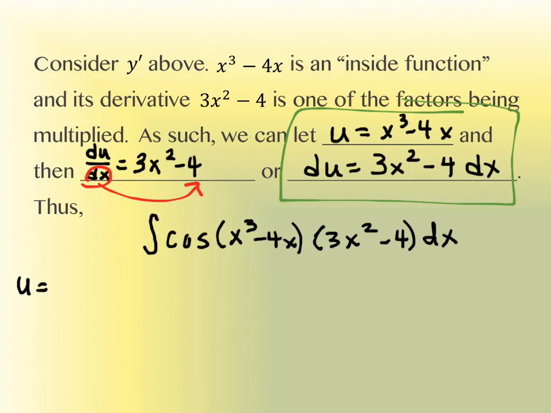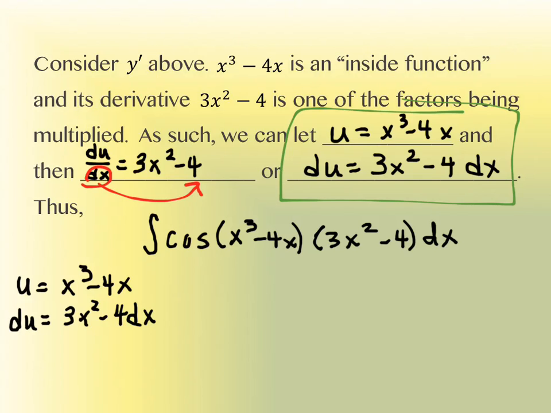we would do a step to the side that says u equals the inside function, x cubed minus 4x. We would write down du equals 3x squared minus 4 dx. And I know this looks a little bit weird, that's why I wanted to show you where it came from. This comes from the du dx up here, with the dx multiplied to the other side. Okay? Why do I have it written like that?